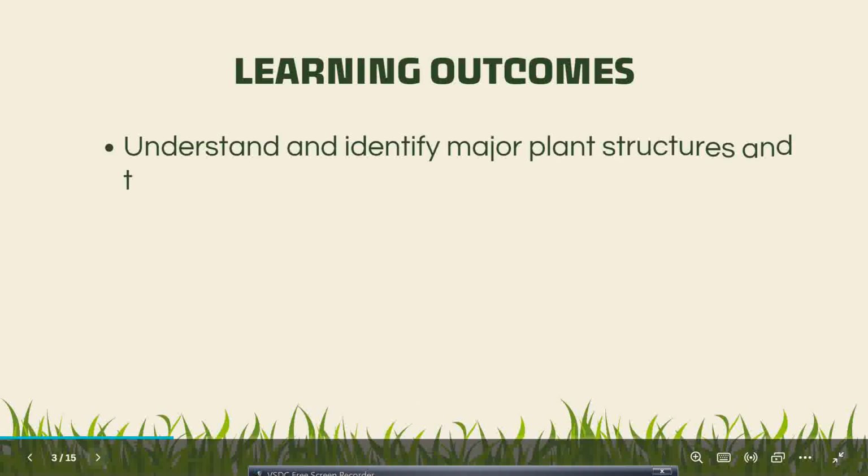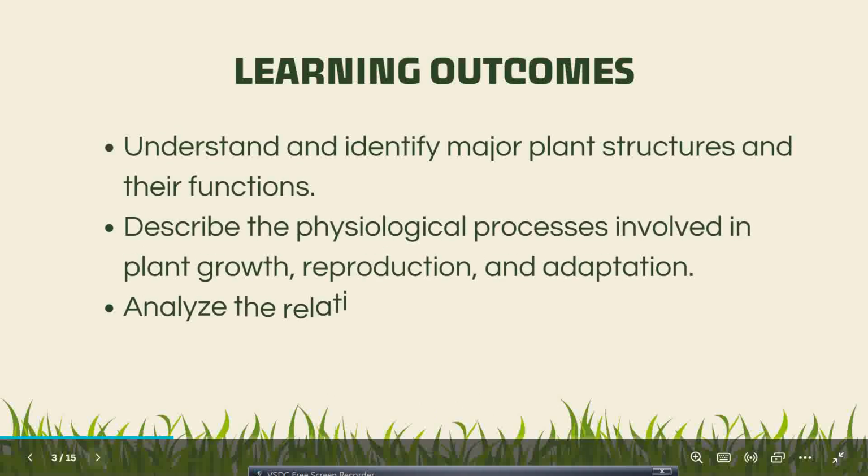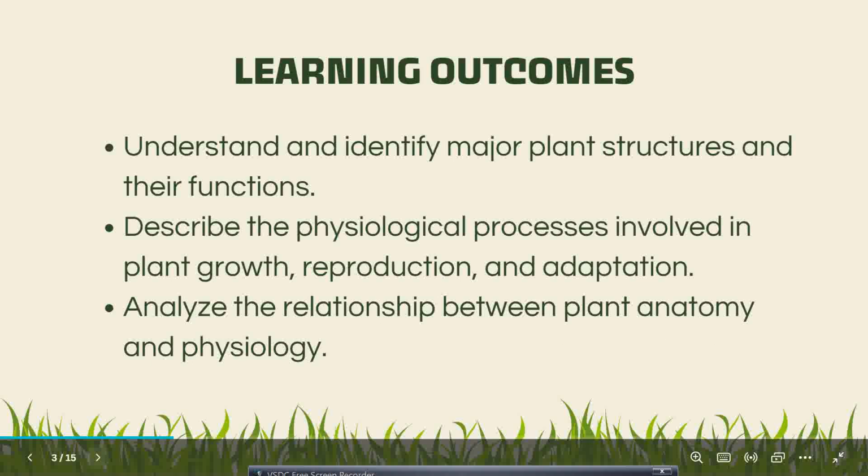So next, learning outcomes. What will be the outcome of learning this course? You will be able to understand and identify major plant structures and their functions, describe the physiological processes involved in plant growth, reproduction, and adaptation, and analyze the relationship between plant anatomy and physiology. So basically, first of all, you will be able to identify the structures in the plant that you see every day. You will be able to describe the functions happening in the plant involved in its growth, reproduction, and adaptation. You will be able to analyze the relationship between the structure and the function of the plant.